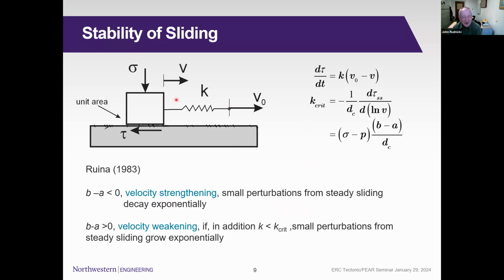Okay, and then if you add a spring to the system, again, this was done by Andy Ruina, you find that when you have velocity strengthening, small perturbations from steady state decay exponentially. When you have velocity weakening, and in addition the spring stiffness is less than some critical value, the perturbations from steady sliding can grow exponentially. And one thing to note here is that an increase in pore pressure increases K critical, and that is stabilizing, in contrast to the usual Coulomb formulation, where an increase in pressure decreases the effective normal stress and hence is destabilizing.